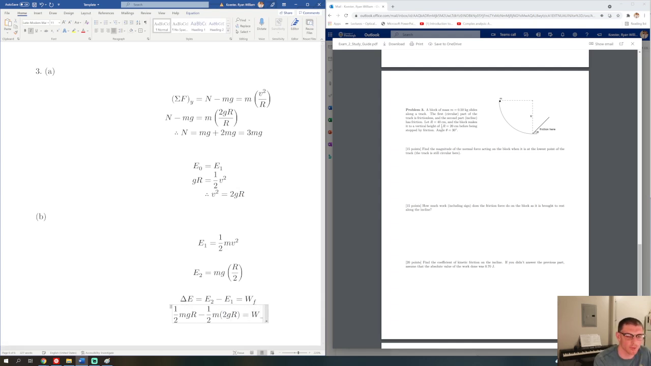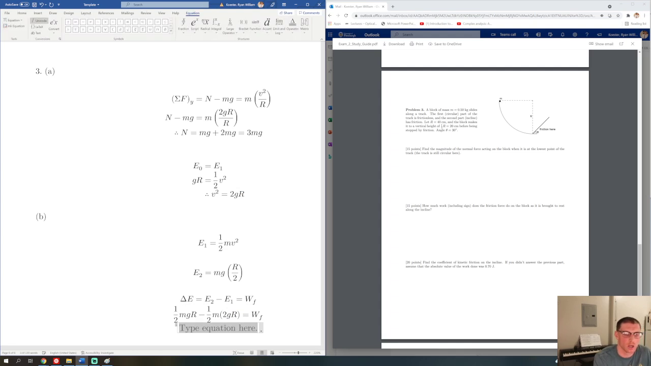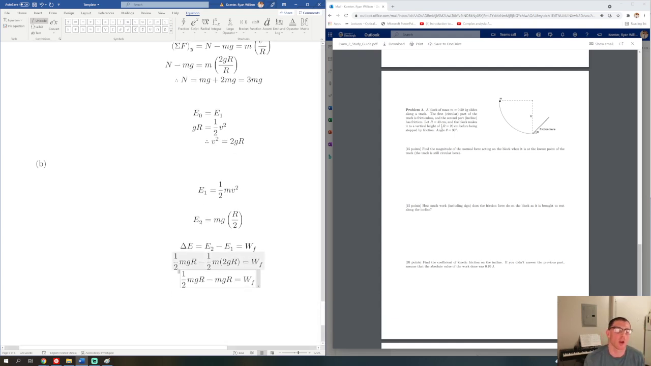This equals the work done by friction. This becomes 1/2 mgR minus mgR, which equals the work done by friction. And we can already see that this is negative, because this is going to work out to be the work done by friction is negative 1/2 mgR. And this is necessarily negative.